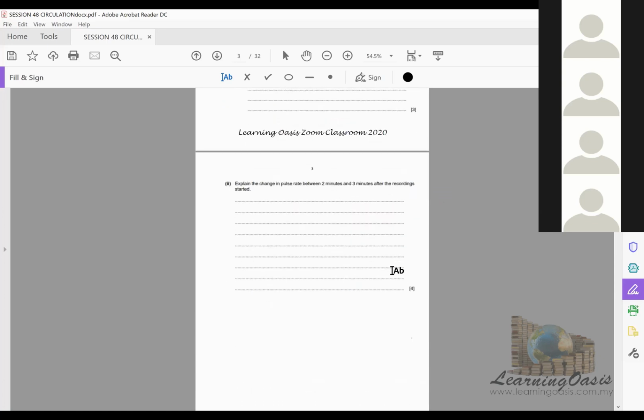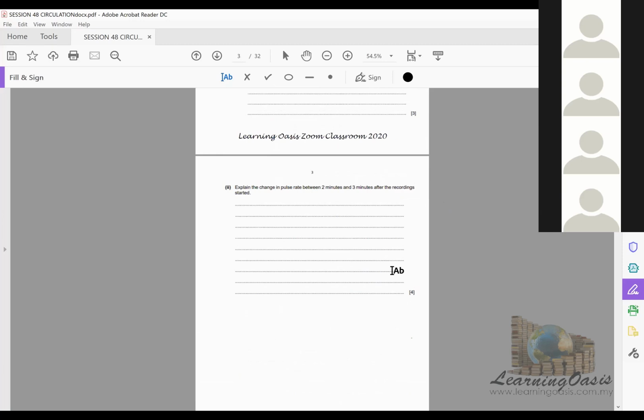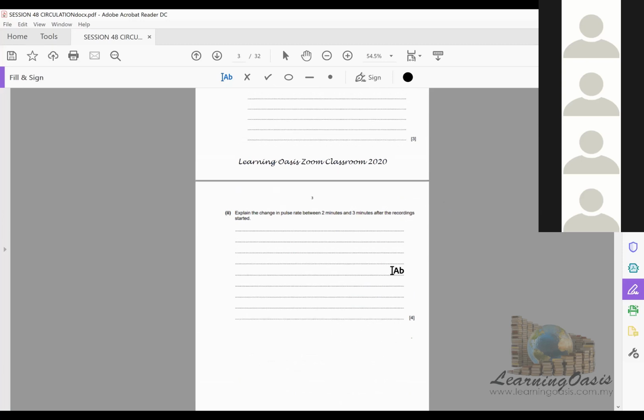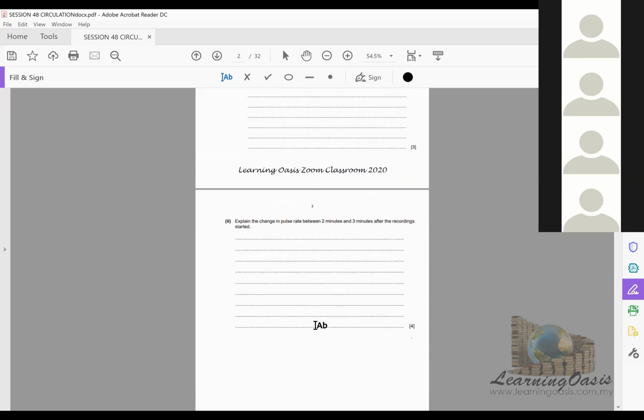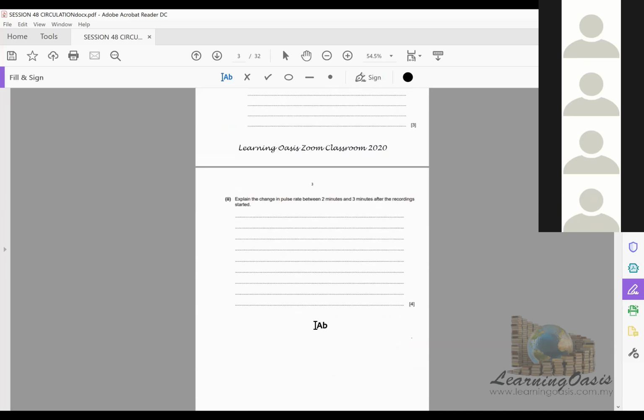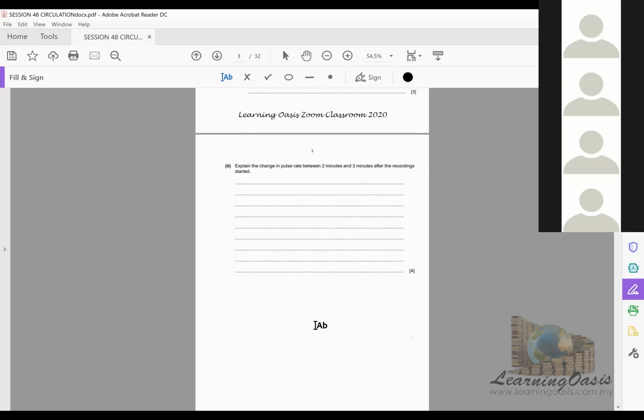Now here, explain the change in the pulse rate between 2 minutes and 3 minutes after the recording started. Between 2 and 3 minutes, what do you notice here? Sharp increase. Okay, now you are required to explain the sharp increase. Explain the change in pulse rate between 2 and 3 minutes. Okay, 4 marks, start now. Don't take too long.